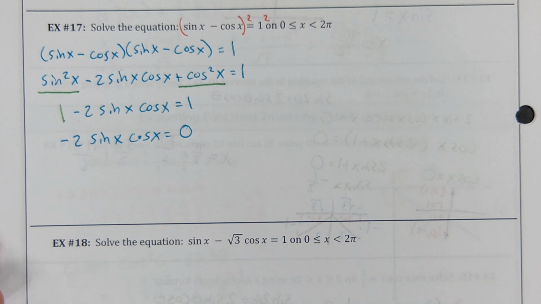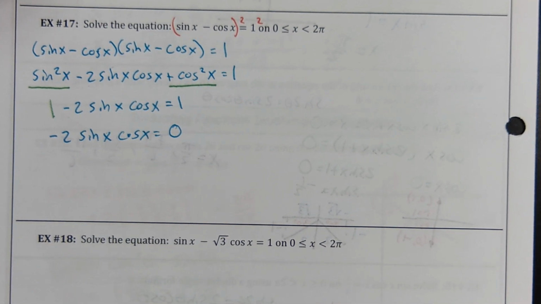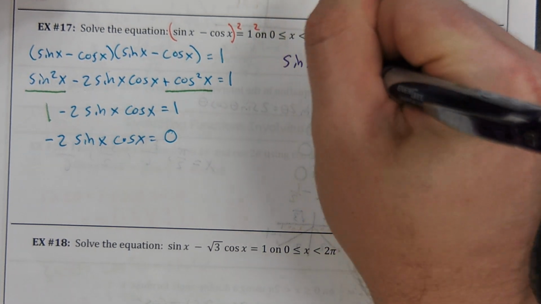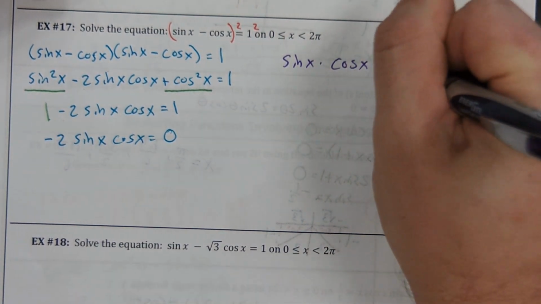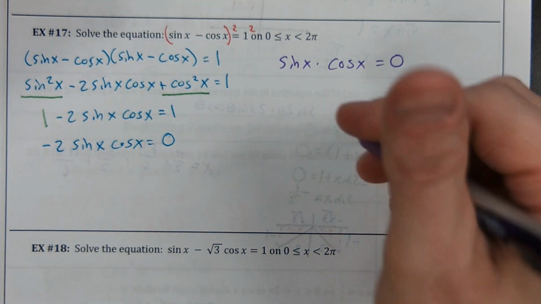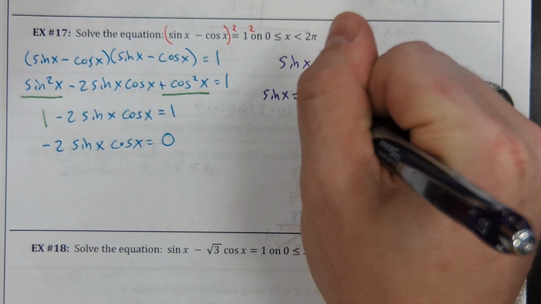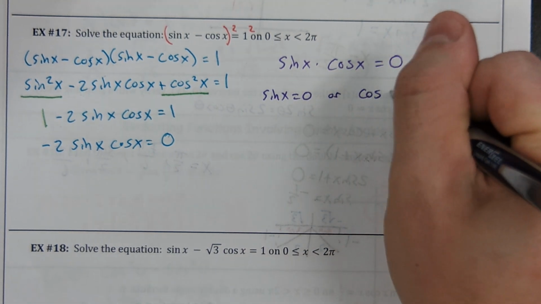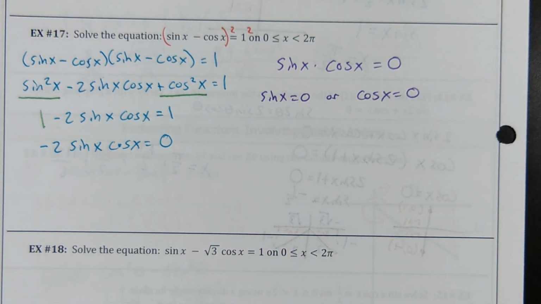So I would just say divide both sides by -2 and get to sine x times cosine x equals 0. Because that is going to guarantee us that either sine of x is 0 or cosine of x is equal to 0. It's as if we solved by factoring. And now we just get to ask ourselves, where does that occur?